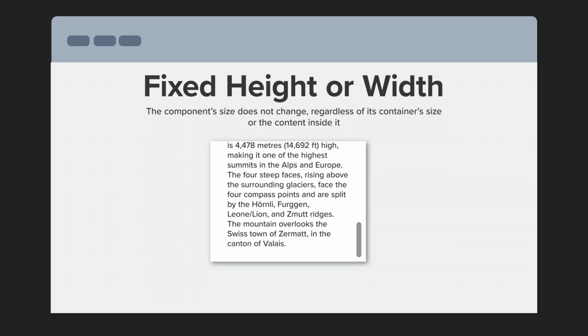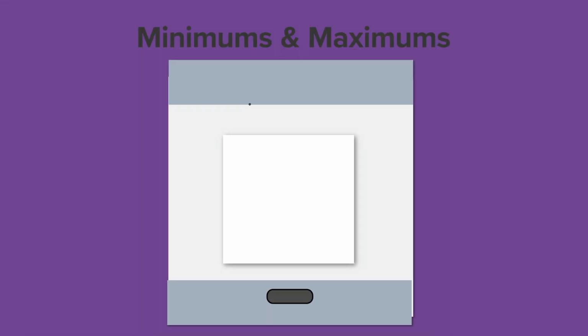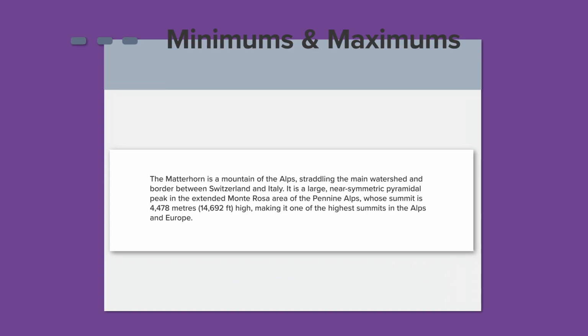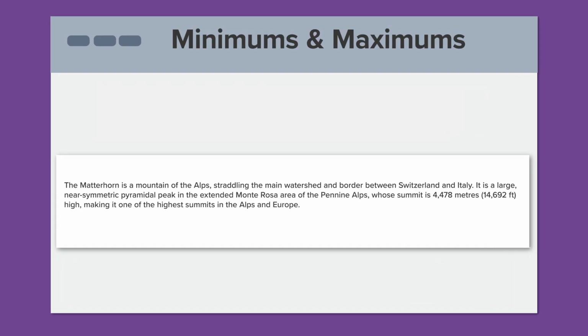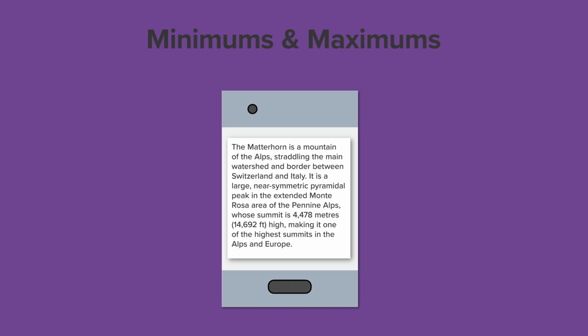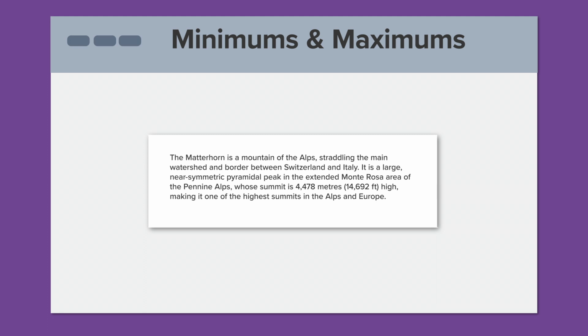Now, on to the last concept, minimums and maximums. Let's say you have a card with a container-dependent width. On mobile, it takes up most of the viewport, and it looks great. But on larger screens, the text becomes hard to read because the card becomes too wide. To fix this, you can apply a maximum width to make sure the card doesn't get too wide. As you can see, you apply minimums and maximums to your content-dependent and container-dependent components.